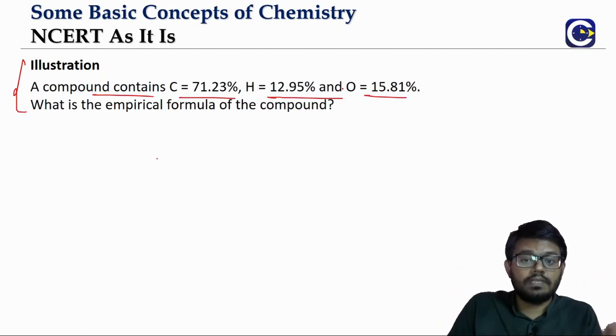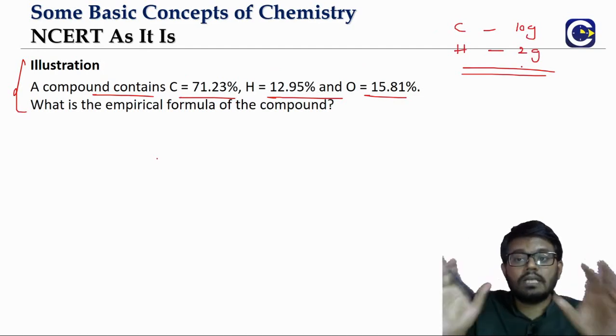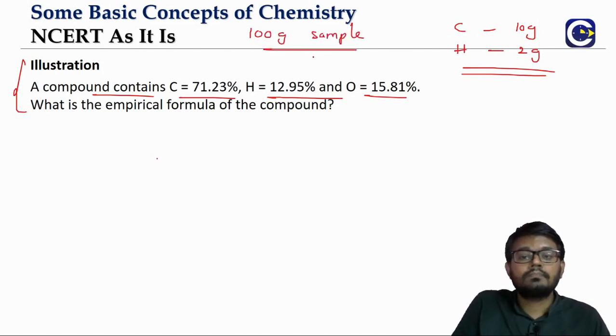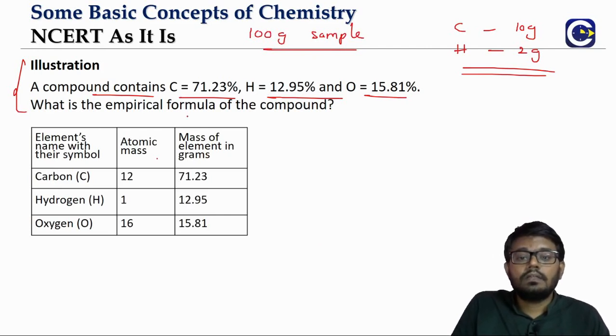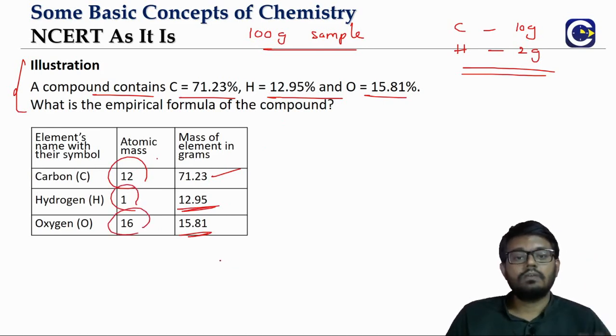The mass percentage values are given. Sometimes they will exactly give us the values, like carbon is having some 10 grams, hydrogen is having some 2, the exact mass values in terms of grams. If they give us the percentage, let's say we take a 100 gram sample, percentage means out of 100. So the carbon amount will be 71.23 grams, hydrogen amount is 12.95, and oxygen 15.81. We look at the gram atomic masses: carbon is 12, hydrogen is approximately 1, oxygen is 16.